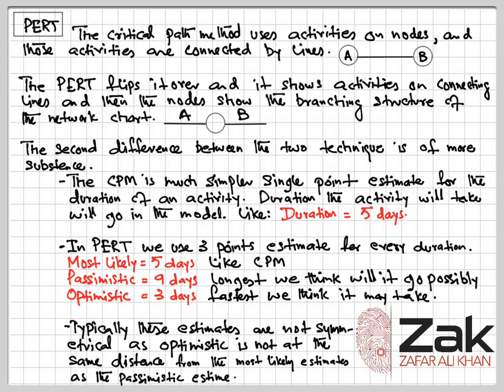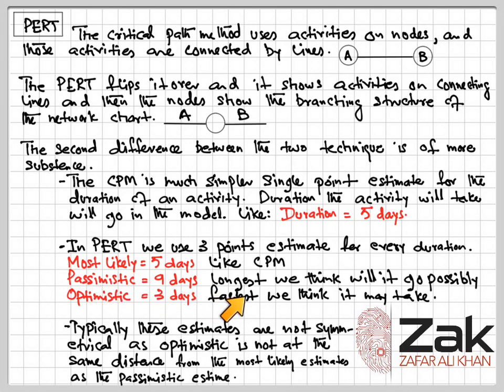CPM uses a much simpler single point estimation for the duration of an activity. The duration the activity will take goes in the model this way, meaning it would only be written that the duration of a particular activity is 5 days. Whereas in PERT, we use 3-point estimation for every duration. First, like the critical path method, it is called most likely, that is equal to 5 days as we have denoted over here. And then we have the longest we think it will take to complete that activity, that is 9 days, and we call it pessimistic.